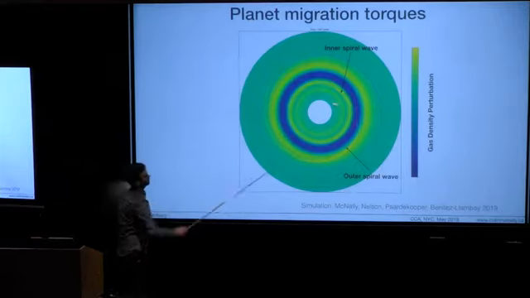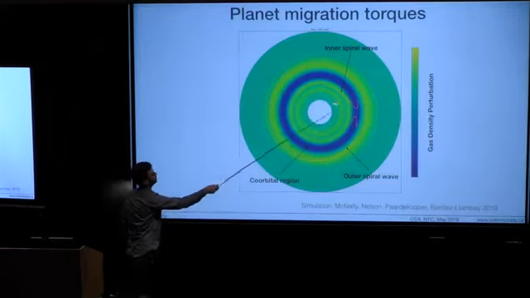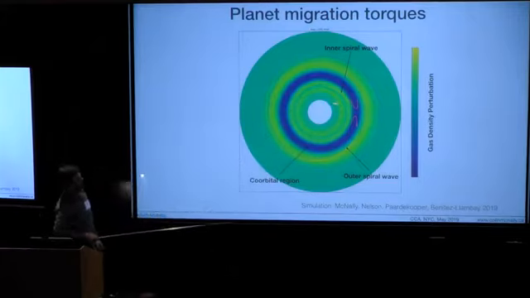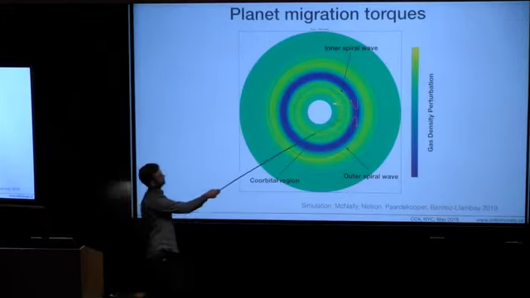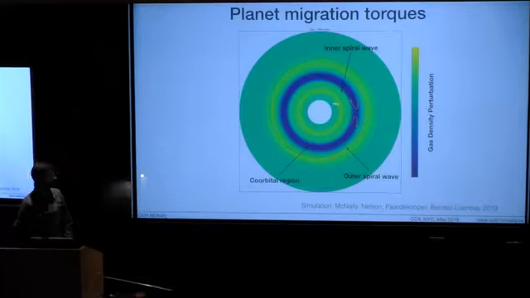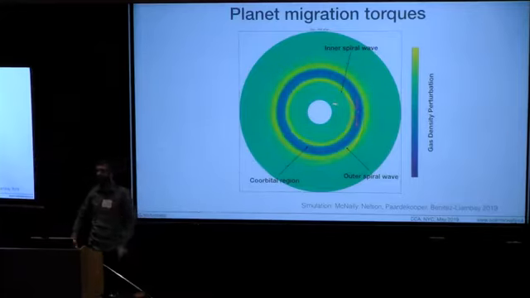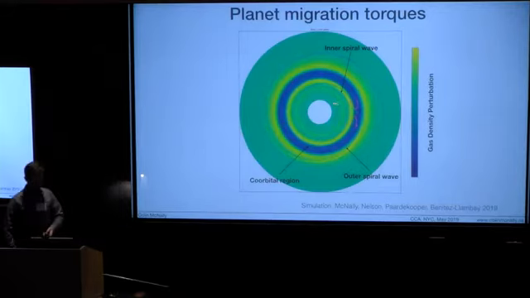There's also material in the co-rotation region, the co-orbital region here, which makes these horseshoe turns encountering the planet, and the asymmetry between the angular momentum exchange on these two will, again, lead to a contribution to the torque. So these things naturally depend on the parameters of the planet and the disk.